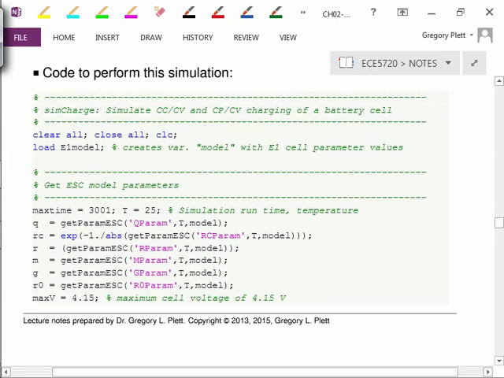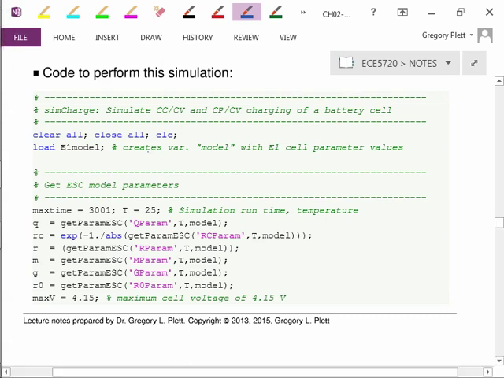You can copy and paste this code directly into your MATLAB program, assuming that you have a cell model, an E1 cell model from last semester. If not, email me and I can point you at it. So I start by clearing the workspace, closing figures, and clearing the command window just to clean things up before the program starts.